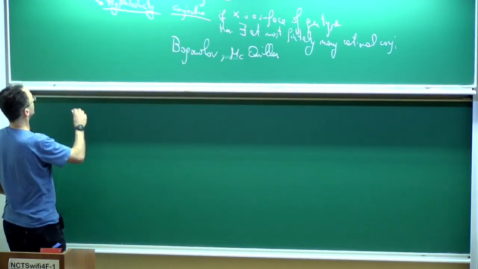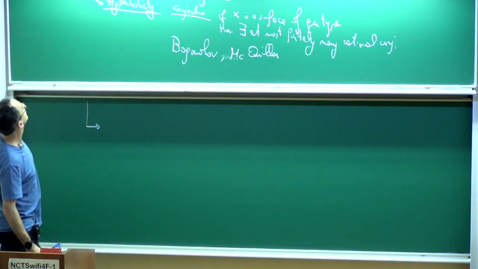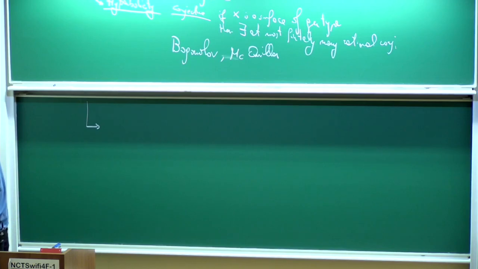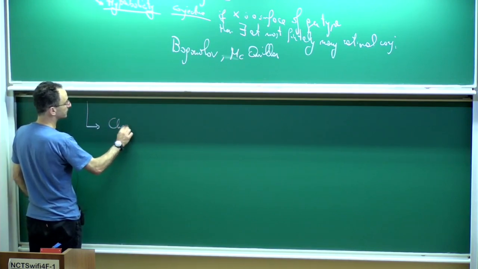Then the third application, but again, there are many more. I'm just considering those that are somehow related to birational geometry. They appear in characteristic p.